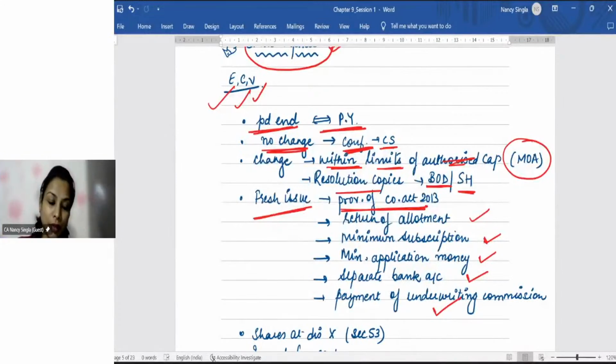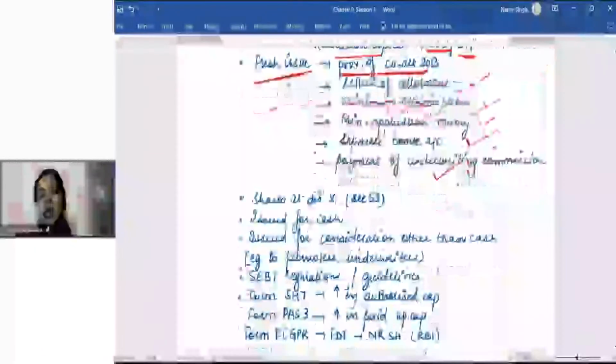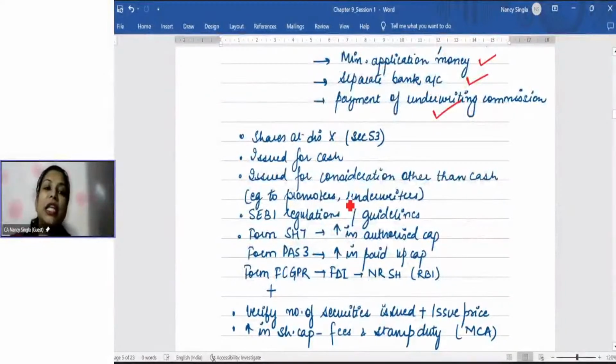Okay. Further, if there is any issue of share capital, auditor will verify that it should not be at a discount except for the situations given in section 53. What is section 53? We will be discussing this in detail later on. He will verify whether the shares are issued for cash or for consideration other than cash. When can shares be issued for consideration other than cash? For example, if the shares are issued to the promoters or the underwriters, he will verify that. He will verify whether the SEBI regulations or the guidelines have been complied with by the company, right?